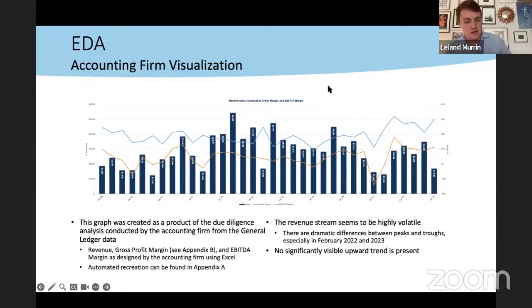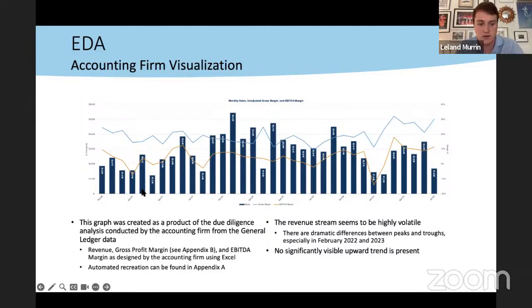This is a sample of a manually generated accounting firm visualization of their due diligence workbook from the general ledger data that I was tasked with automating and recreating, so that any general accounting firm or internal accounting department could provide a general ledger and get out this exact graph, this exact visualization. You can see that in Appendix B.